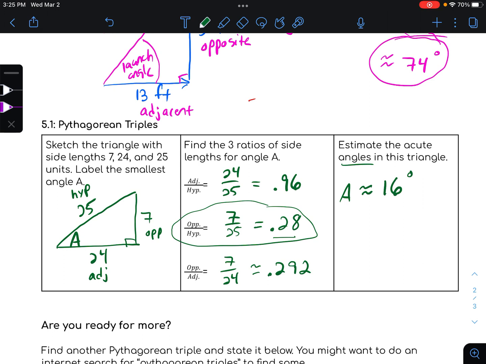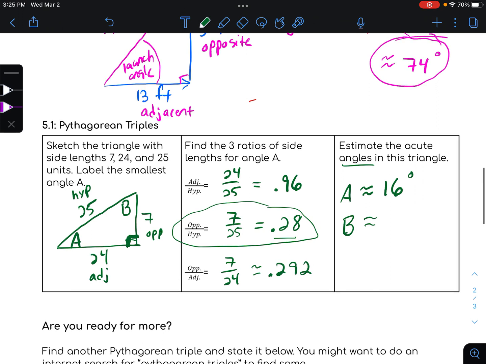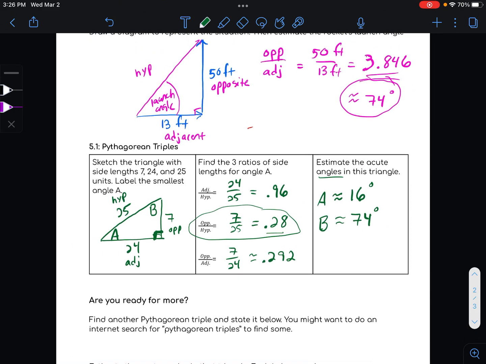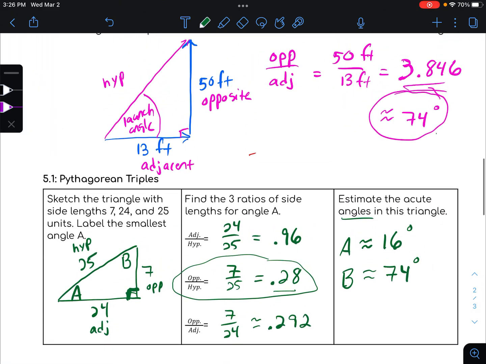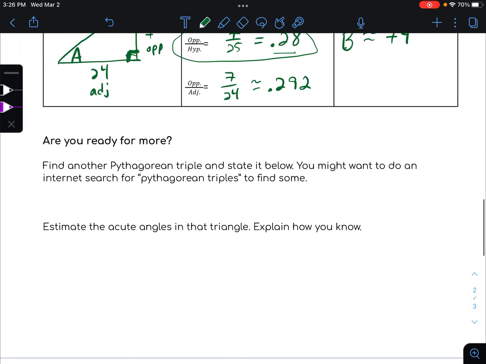All right, and what about the other angle? If we called that angle B, what would that have to be? Well, once we know two angles, because remember, this is a right triangle, we know that's 90 degrees, then of course we know that that is the complement to that. So 16 degrees, 90 minus 16 would be 74 degrees. So we'll estimate. It's funny enough, that's similar to what we had here.